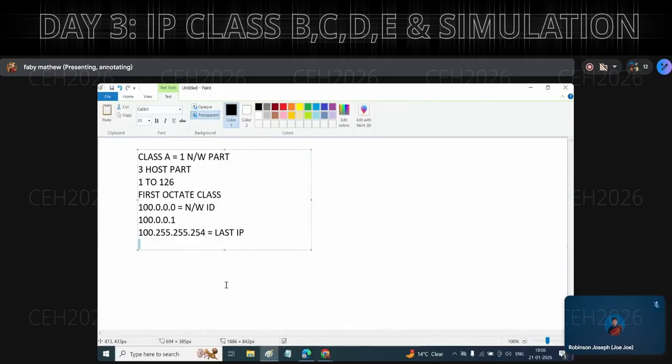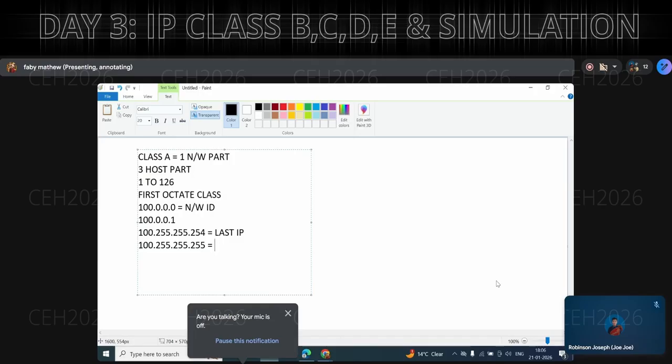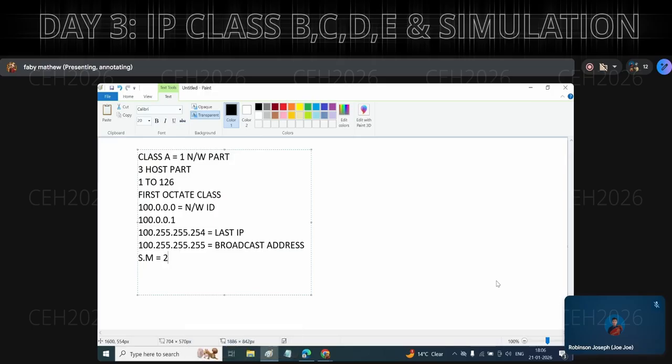Then this is your broadcast address. Subnet mask is 255... sorry, 255.0.0.0. Okay. This much I told you in the previous class. So one more thing I have to tell you, that is the number of hosts. Number of hosts means number of IP addresses.